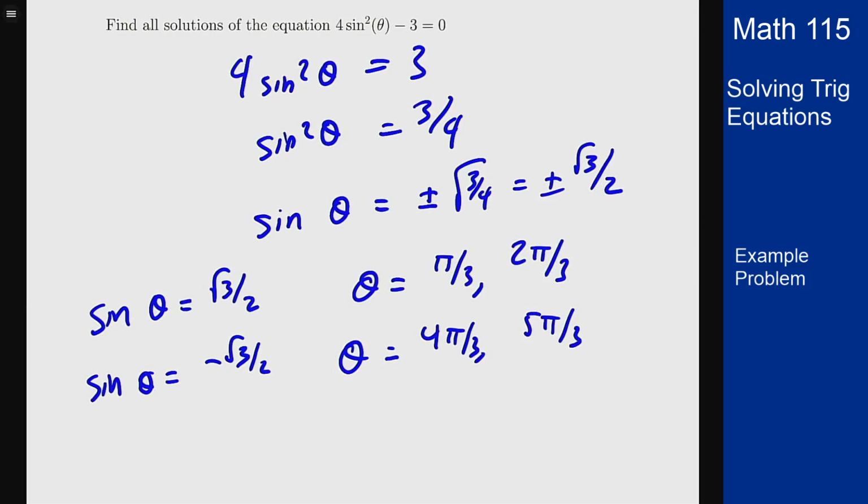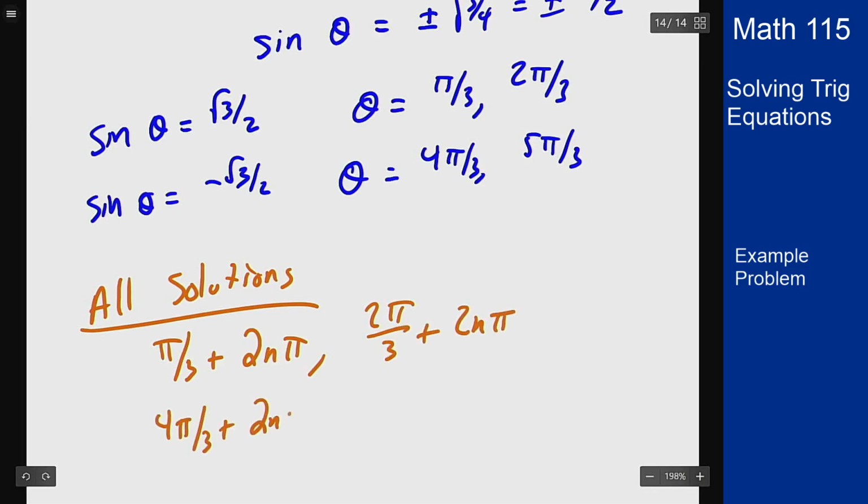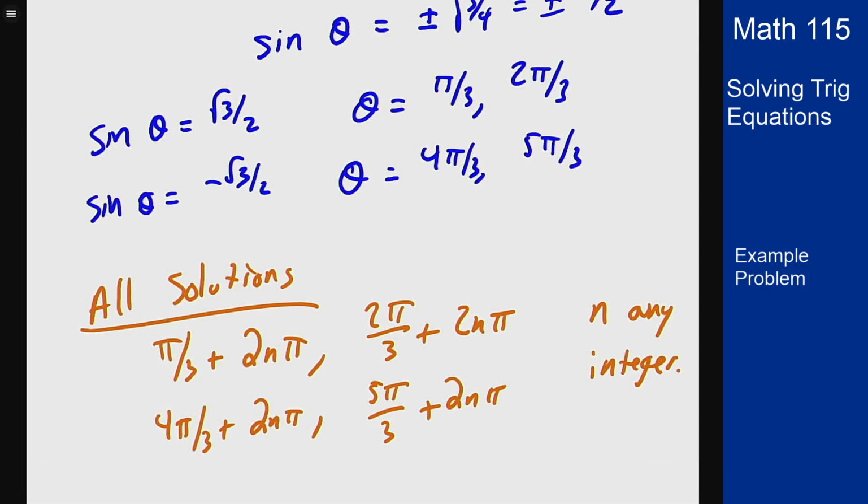So all the solutions I get here are pi over 3 plus 2n pi, 2 pi over 3 plus 2n pi, 4 pi over 3 plus 2n pi, and 5 pi over 3 plus 2n pi for n any integer. So I get 4 solutions on each loop around the circle, and if I do more loops, I just get 4 solutions every time around, all separated here by 2n pi each time.